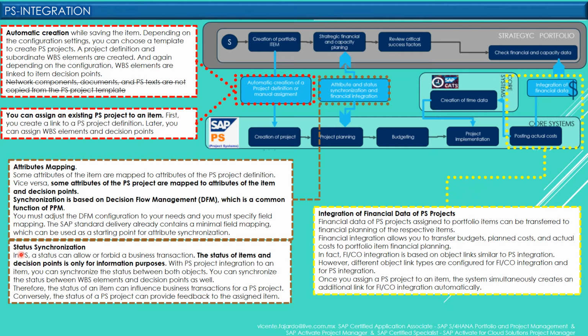Status synchronization. In PS, a status can allow or forbid a business transaction. So, the status of items and decision points is only for information purposes. With PS project integration to an item, you can synchronize the status between both objects. You can synchronize the status between WBS elements and decision points as well.